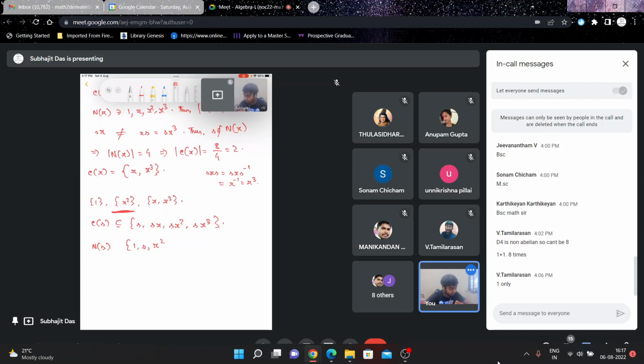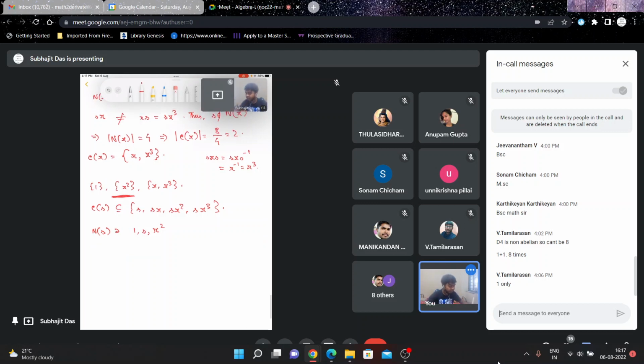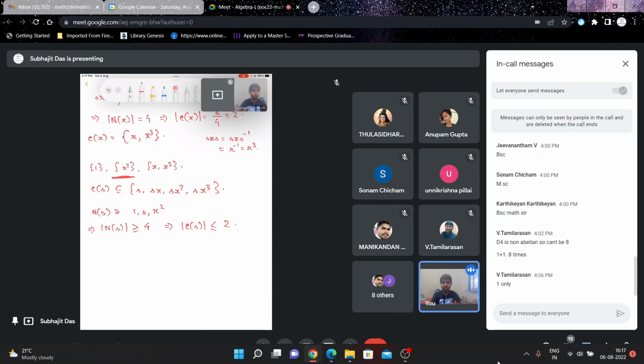And we know, so all these 3 elements belong to the normalizer of S, right? Which implies that the cardinality of the normalizer of S should be greater than or equal to 4, which implies that the cardinality of the conjugacy class of S should be less than or equal to 2, since the order of the conjugacy class of S is the order of the group over the order of the normalizer of S. So this should be less than or equal to 2 clearly.